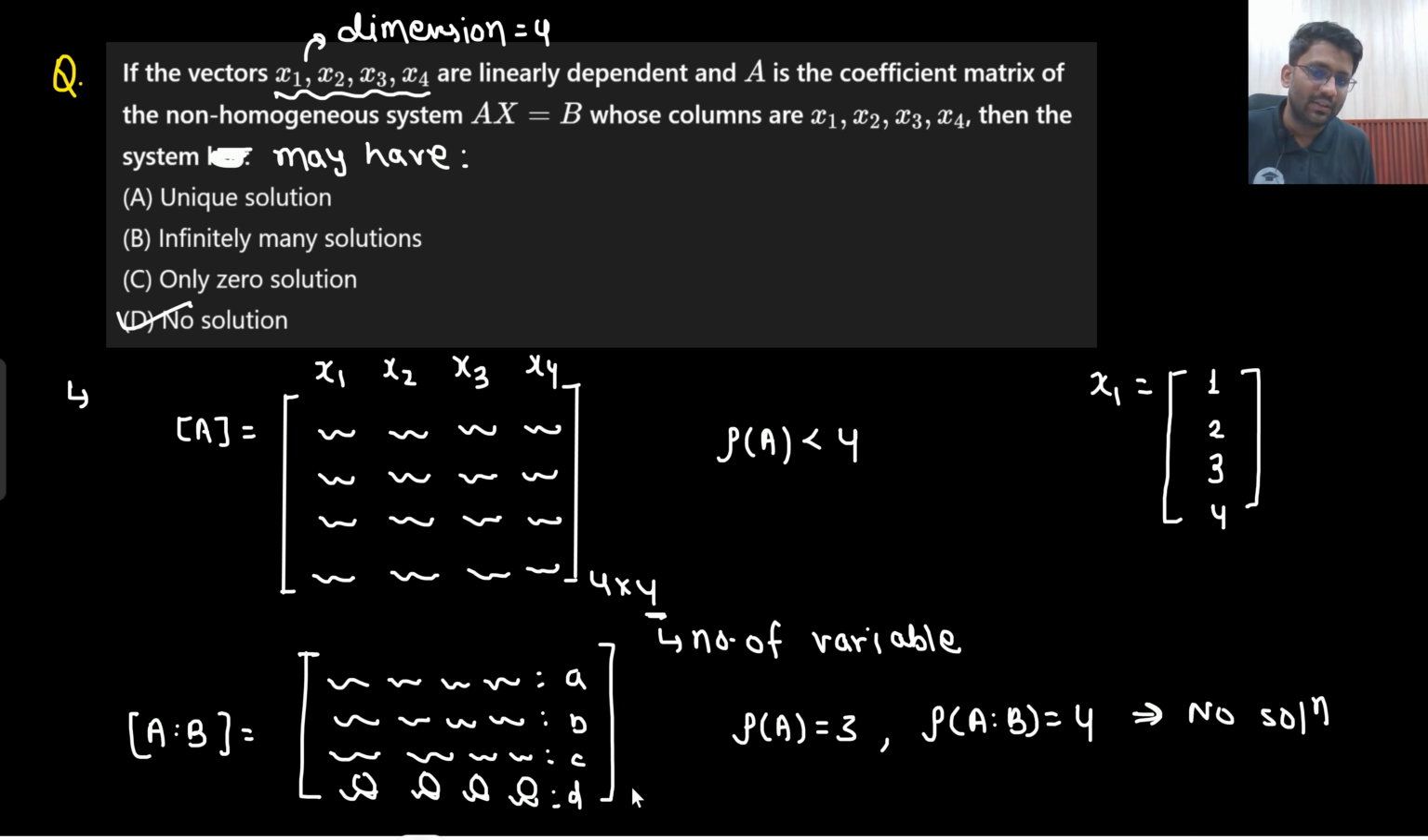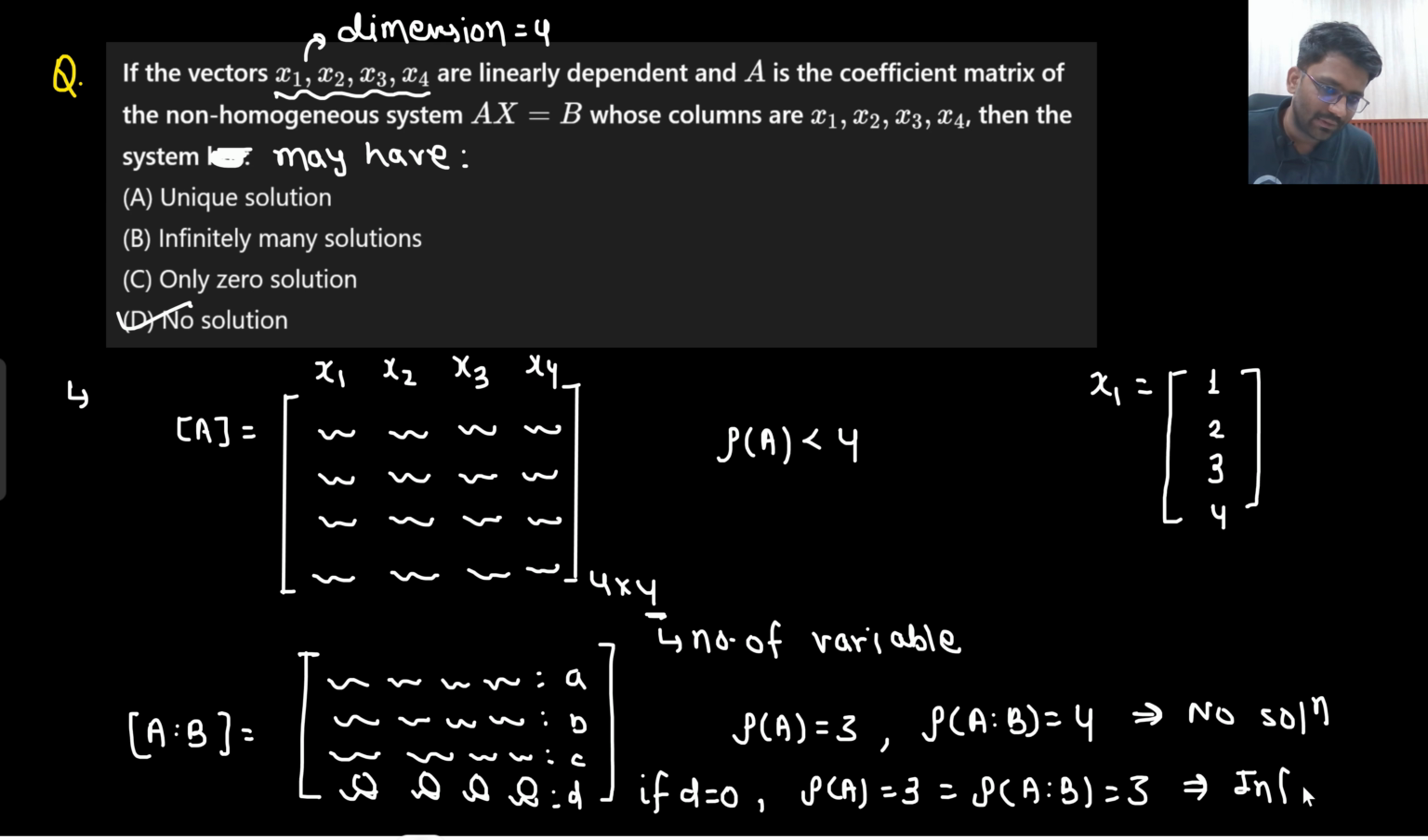But who knows? If d is 0, then rank of A would be 3, already 3 I am saying. And rank of A augmented B could also be 3. So this will be the condition of infinite solution.